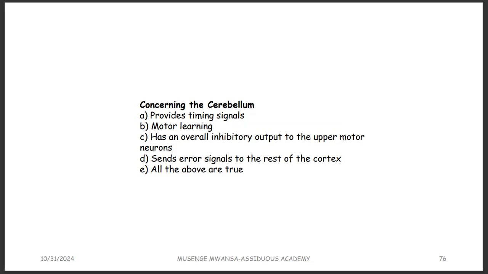Concerning the cerebellum: provides timing signals, motor learning, has an overall inhibitory output to the upper motor neurons, sends error signals to the rest of the cortex, all of the above are true. Which one can we pick here? Has an overall inhibitory output to the upper motor neurons? Or motor learning? Motor learning. Is there anyone with a different option? E. Okay. Anyone else, so that they can now give us what they feel, and that decides which one we pick. Hope it will not be another option from the two. Anyone else?